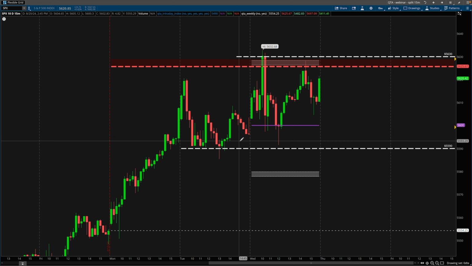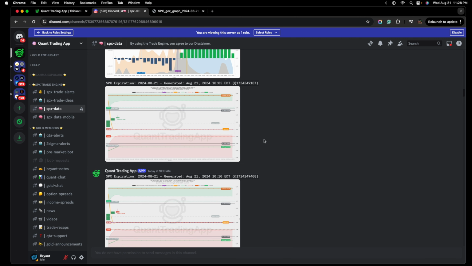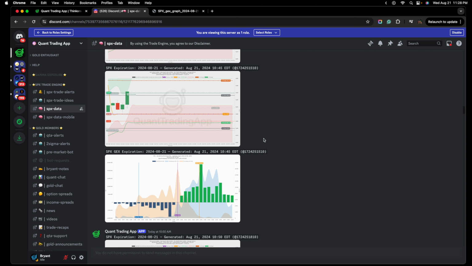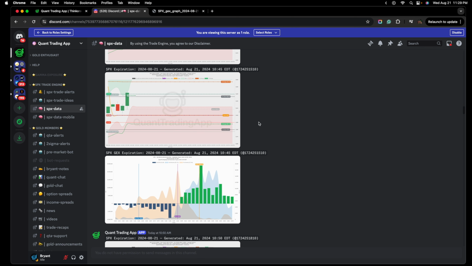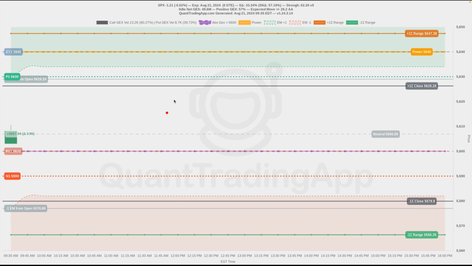Now, to bring things really together, that's why the SPX Trade Engine was developed, to bring all this information together onto one feed. So what we're going to do now is take a look at the playback of all of this information that happened throughout the day. This is the very start of the day, 5 minutes after the market opens. We have the power strike up here, which is 640. This has been addressed in the previous videos, but if this is your first time seeing this, this is a proprietary Quant Trading App level.